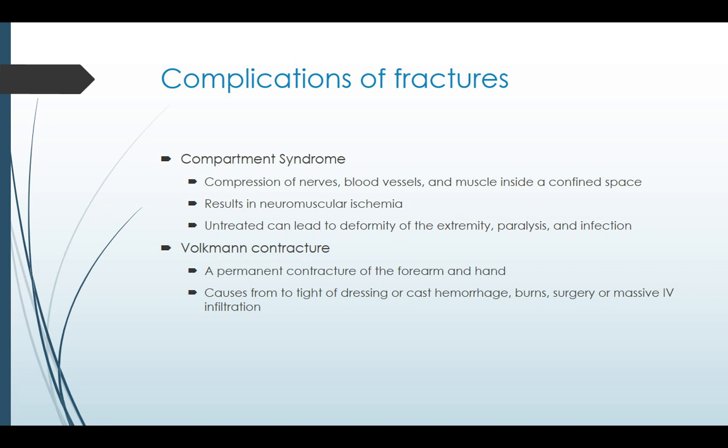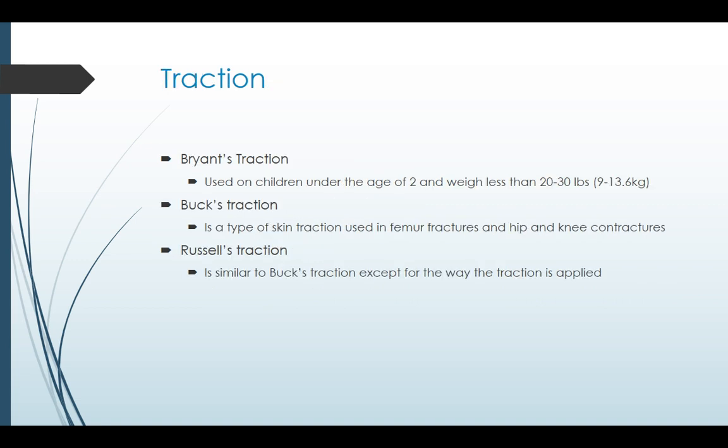Volkmann's contracture is a permanent contracture of the forearm and hand, caused by too tight dressings and casts, hemorrhage, burns, surgery, or massive IV infiltration. Remember the 5 P's. Pain, paresthesia, pulselessness, paralysis, and pale are the 5 P's.